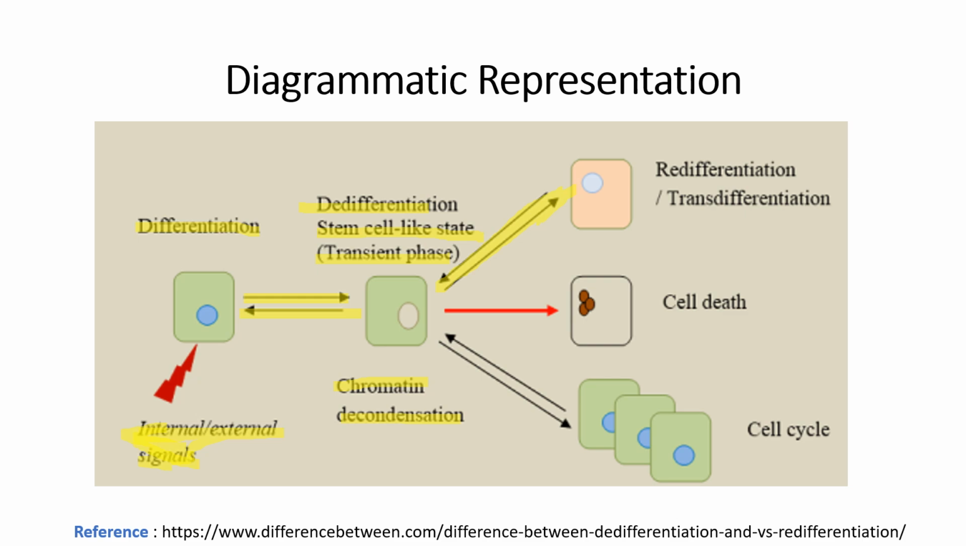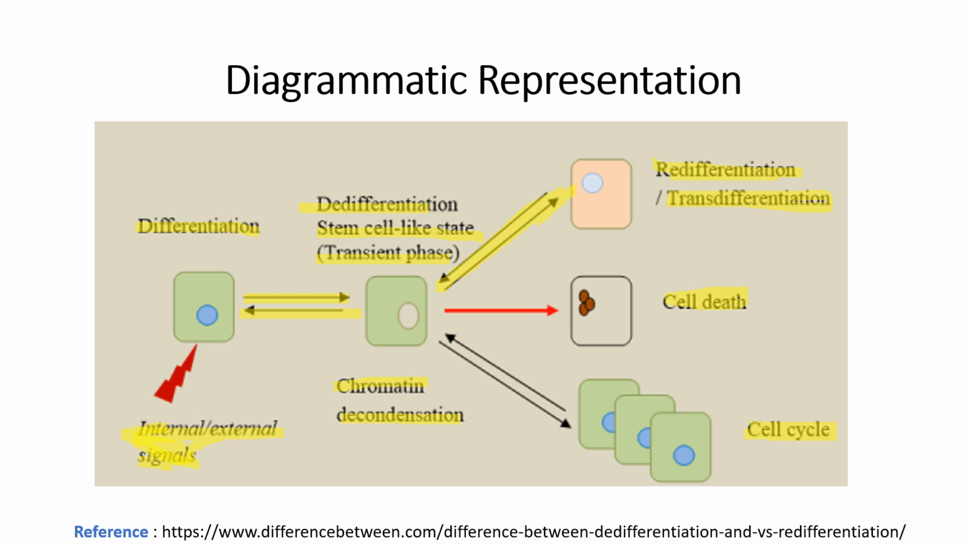So there are three outcomes for a dedifferentiated cell. Either the cell will die, or there will be multiple copies of the cell, with the cell cycle coming into the picture, or there will be a redifferentiation or transdifferentiation process which occurs in the plant cell.